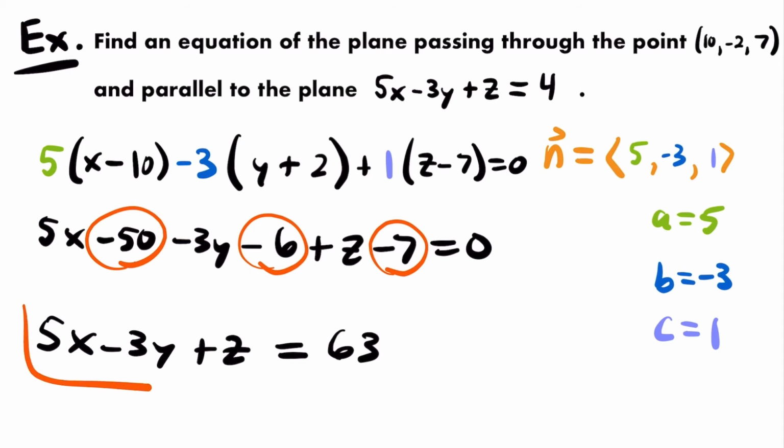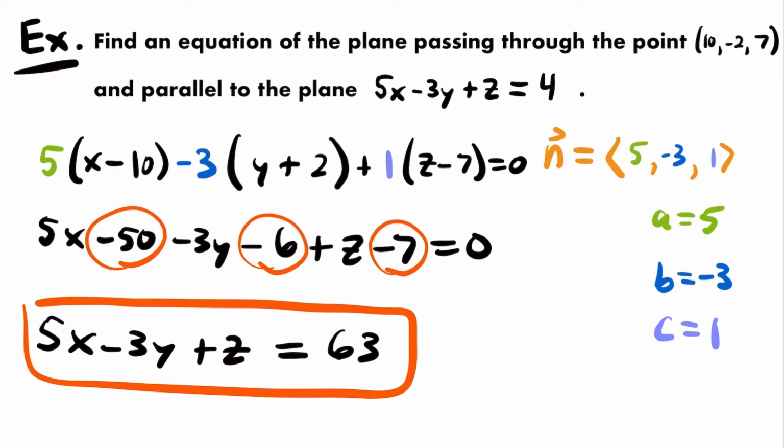Okay, and so that right there is an equation of the plane passing through this point and is parallel to this other plane. Okay, you'll notice that both of these plane equations look the same on the left side of the equation, right? We have 5x minus 3y plus z right there and right there. The only difference in the equations is the value that they are equal to. All right, this one is 4, and this one is 63. Let's take a look at a different example.